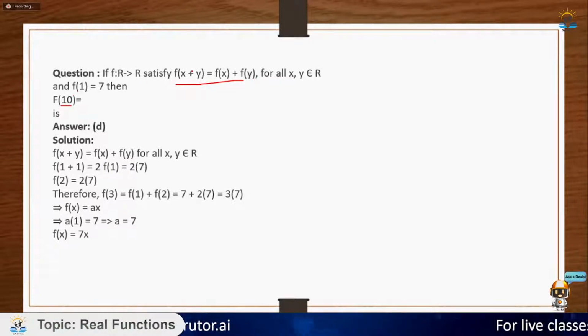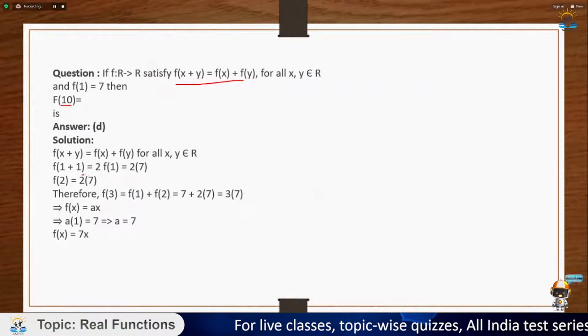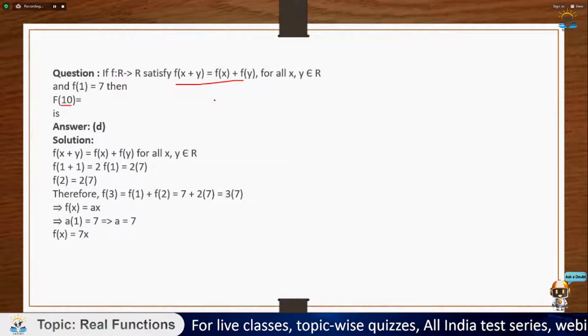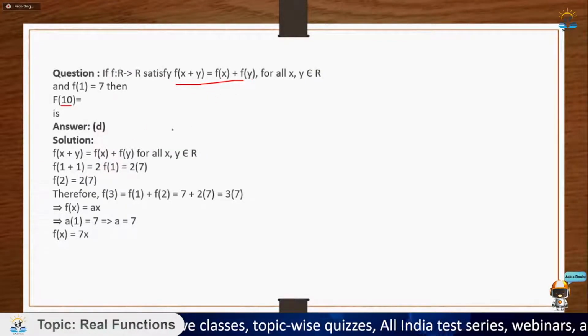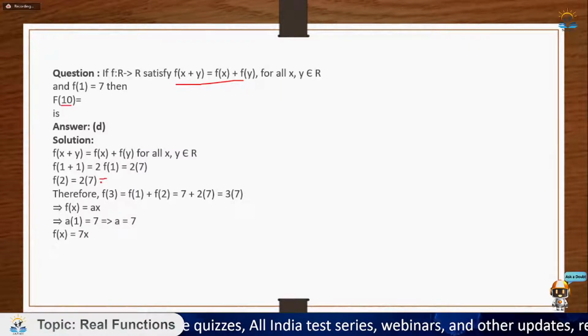Since f of 1 is given to you, let's take x equal to 1 and y equal to 1. Why? Because f of 1 is given to you. So taking 1, it will give you f of 1 plus f of 1, which is 2 times f of 1. So f of 1 plus 1 will be f of 2. So basically f of 2 is equal to 2 times f of 1, that is equal to 2 into 7, which is equal to 14.